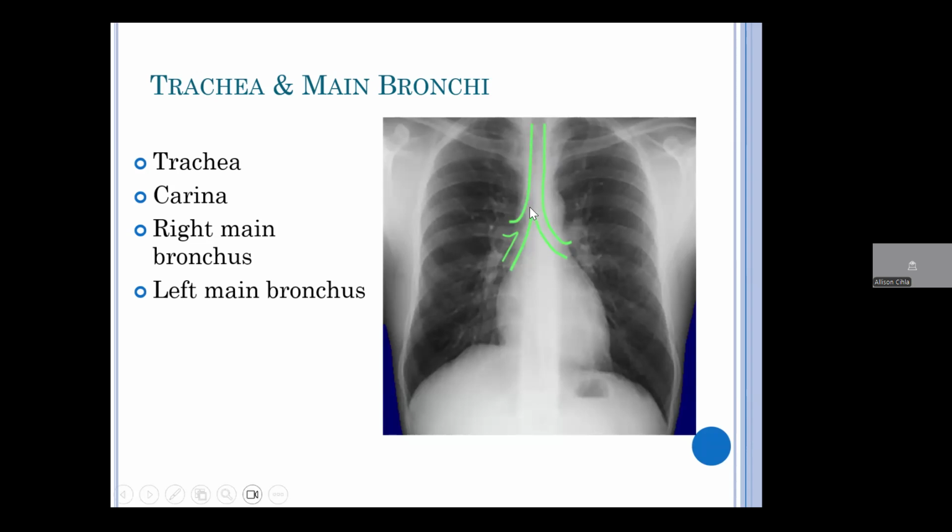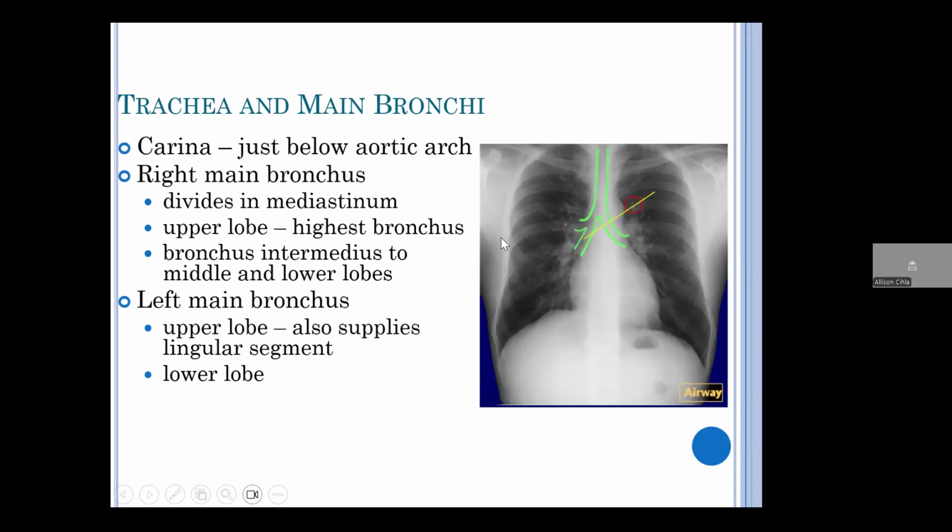This is the carina, and then you see branching into the left main bronchus and the right main bronchus. The carina sits just below the aortic arch. The right mainstem bronchus then divides. The right upper lobe is the first division off, and then the right lower lobe down here. The left main bronchus will then divide further into the left upper lobe and lower lobe.